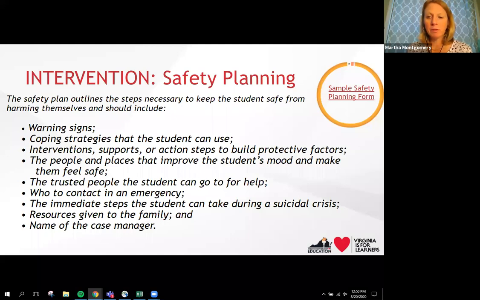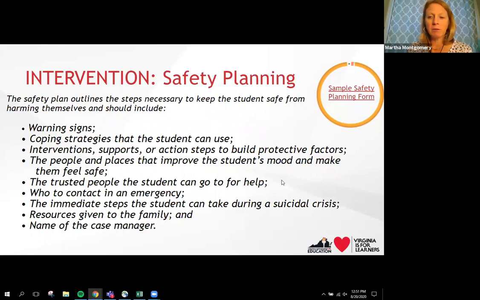We also want them to know who they can contact. If they are on the bus home, for example, and don't know that they're going to get off the bus and make it inside without something happening, they need to know who they can contact in an emergency. And then the steps that the student can take: what do I do, where do I go, if I become suicidal at some point? Again, we want to share resources with the family, and we've identified a case manager.